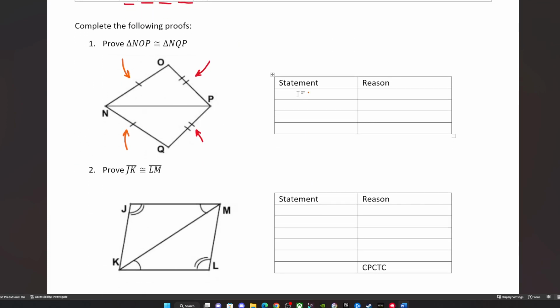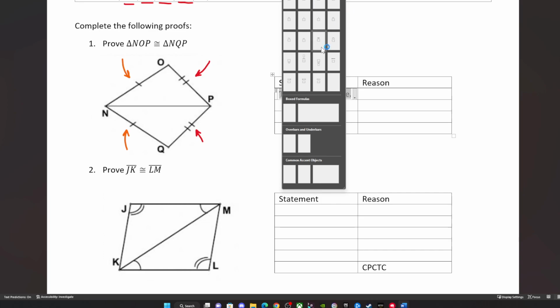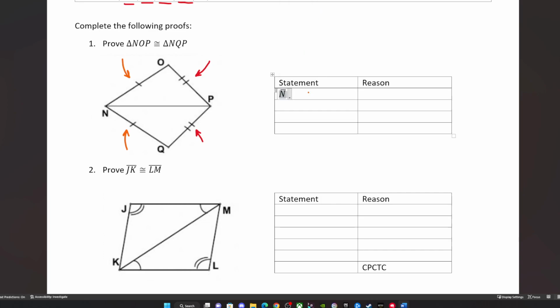All right, so let's write the first given statement. The orange one, that would be segment NO. Segment NO would be congruent to segment NQ. And the reason for this is because it's a given statement.